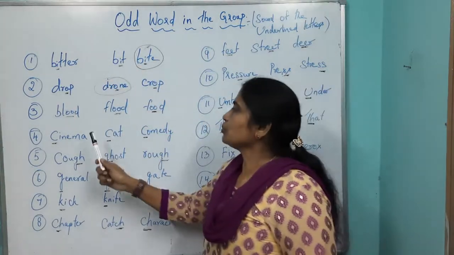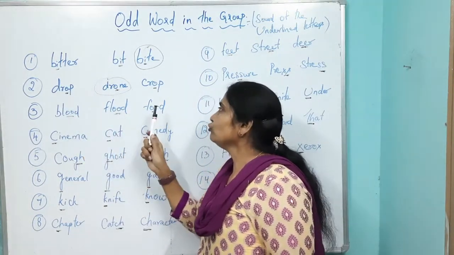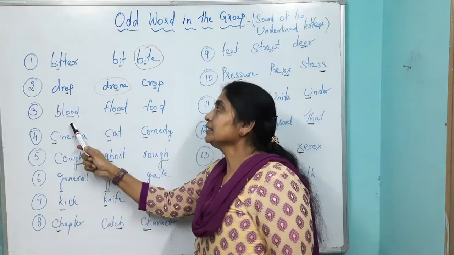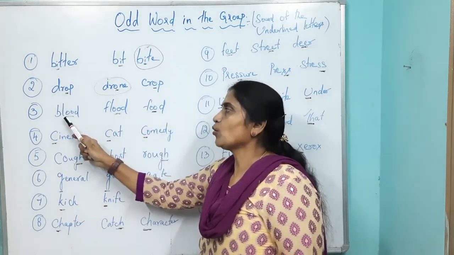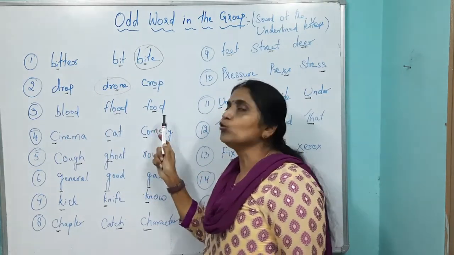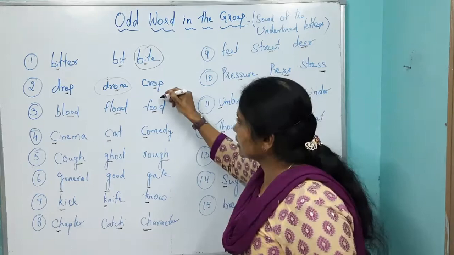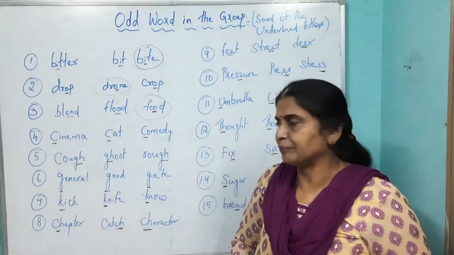Now, the third group of words: blood, flood, food. Blood, flood, food. So, naturally, this is pronounced in a different way.